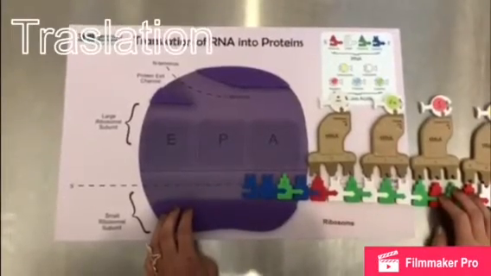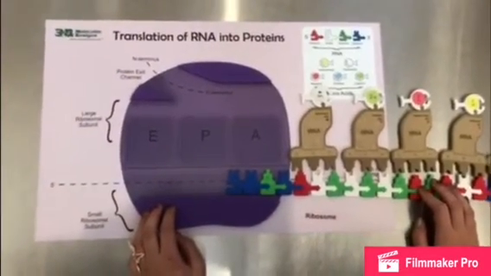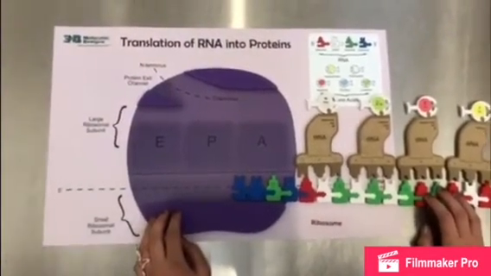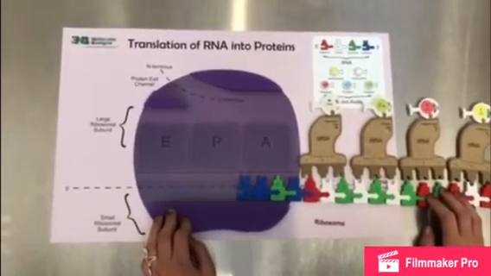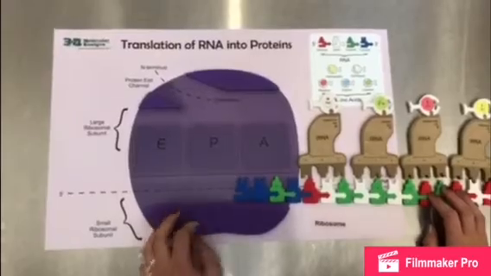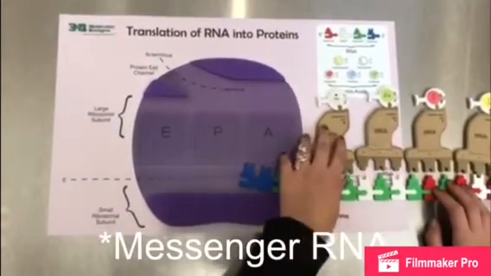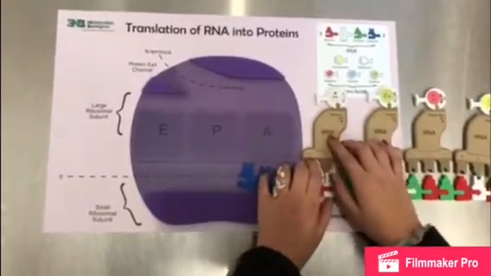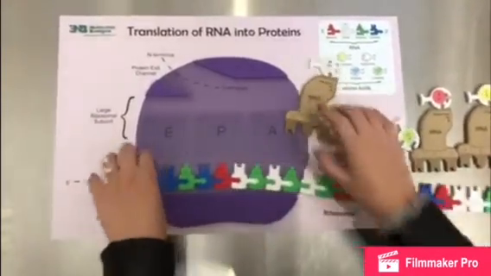Translation is the process of turning the RNA into linked amino acids which become proteins. This is the last step of the central dogma and occurs in the cytoplasm of a cell. There are 3 stages to translation: initiation, elongation, and termination. In initiation, the ribosome is brought together with the messenger RNA and transfer RNA begins translation. This starts when the transfer RNA detects the start codon, which is AUG.